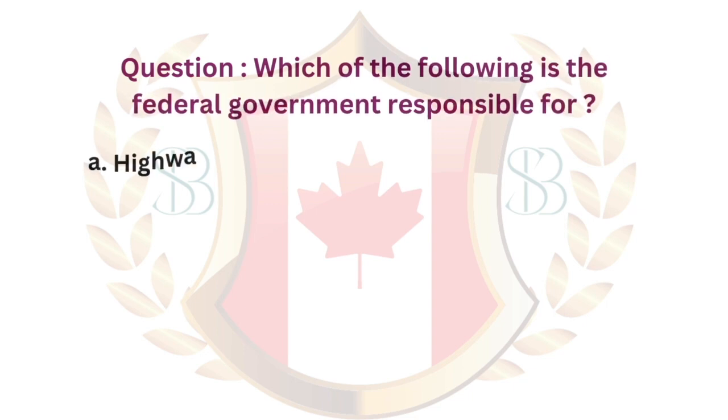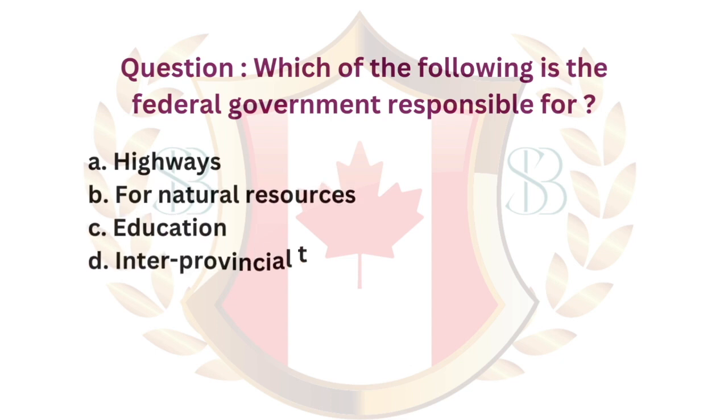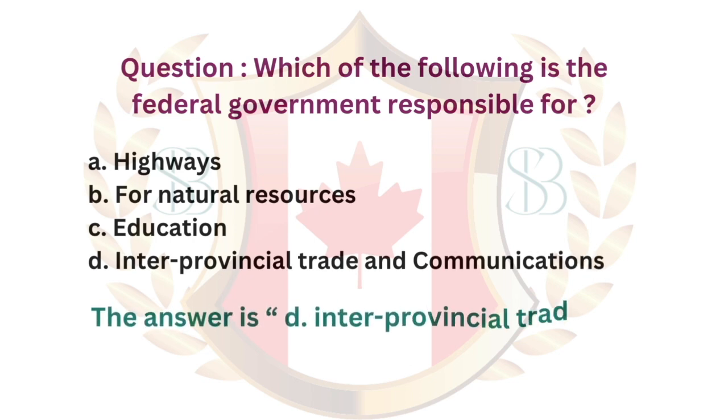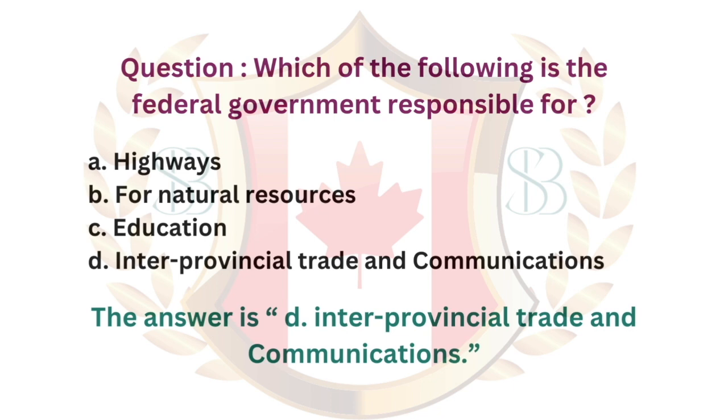Question: Which of the following is the federal government responsible for? A. Highways. B. Natural resources. C. Education. D. Interprovincial trade and communications. The answer is D. Interprovincial trade and communications.